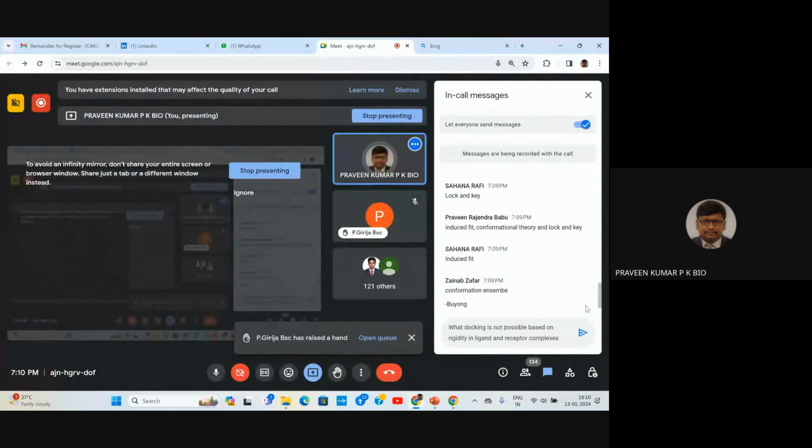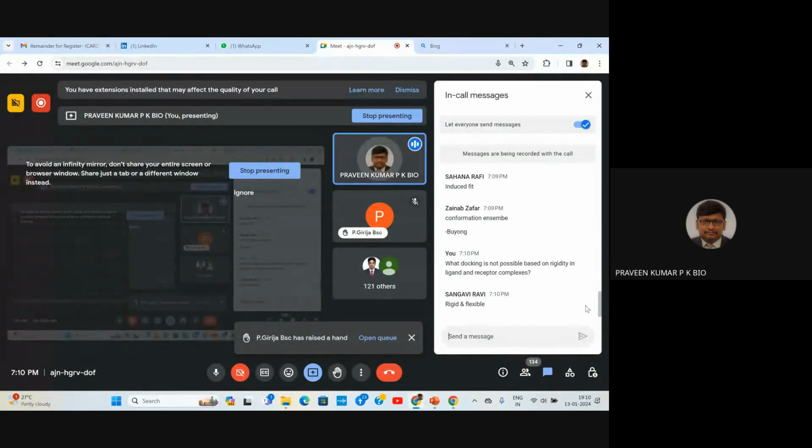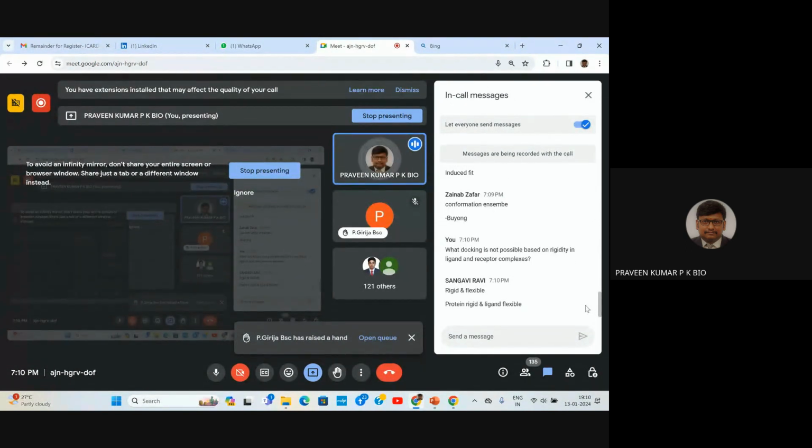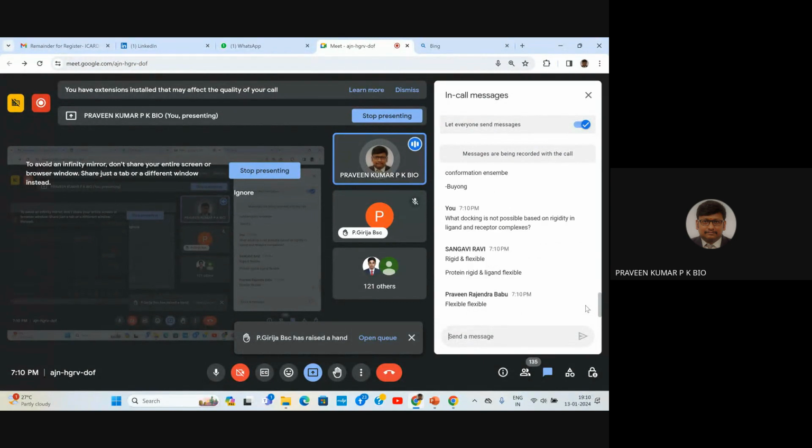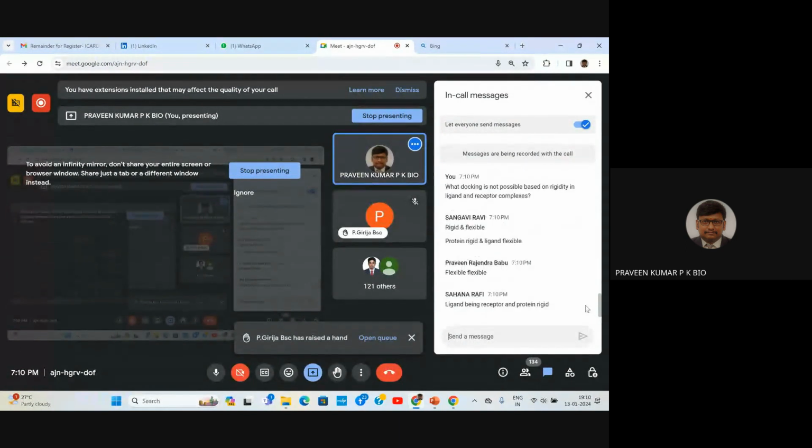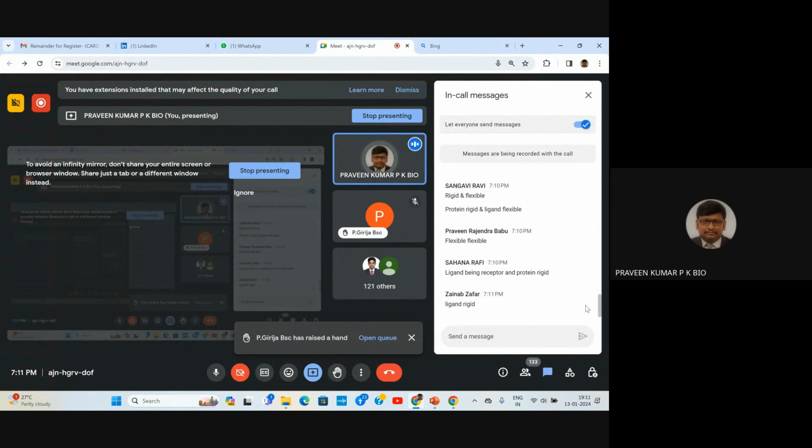I told you there are three possibilities of docking a ligand and receptor based on rigidity and flexibility. Good, Sangami. But my question is, only one docking is not possible with the ligand and receptor. What is that? Making protein rigid and ligand flexible? No, that is not the correct answer.